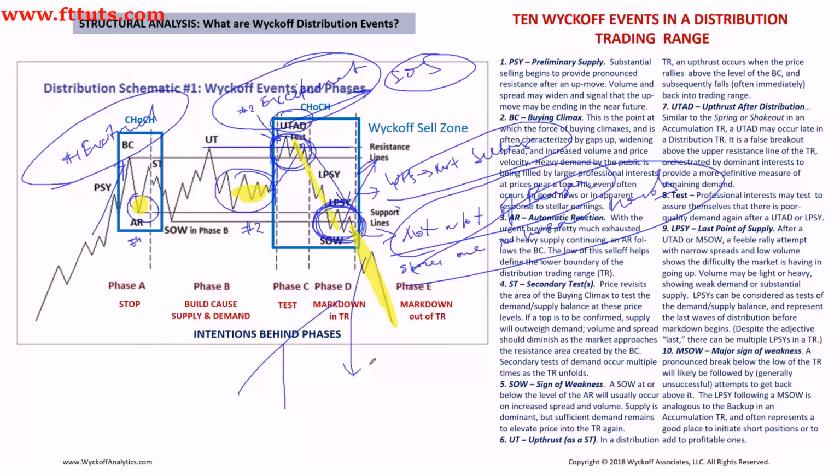Well, at this point of time, there is too much emotional pain that weak hands are going to have. And by the way, again, weak hands are not just the public, but institutions plus public, and institutions on the wrong side of the trade.